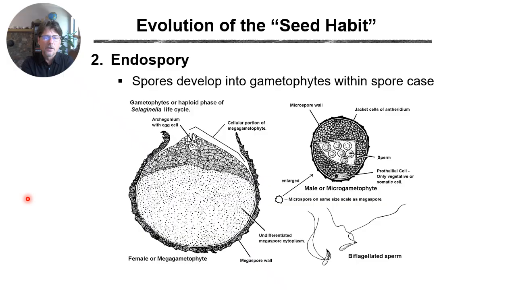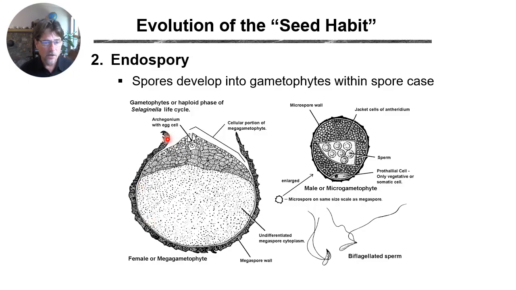Endospermy is the development of the gametophyte within the spore case. So unlike the seedless plants, where the spore is released from the sporangium, and then that spore germinates and the gametophyte develops outside of the spore case, that's called exospermy. In this case, endospermy, the gametophyte develops within the spore case.